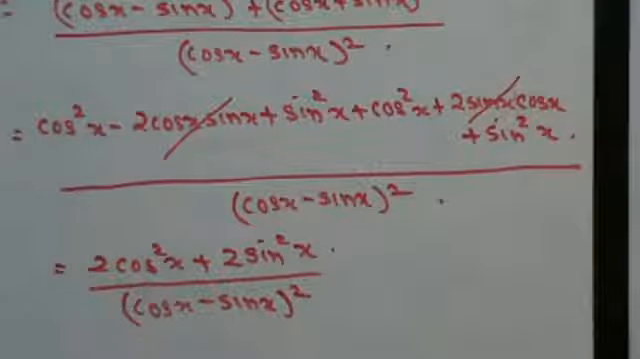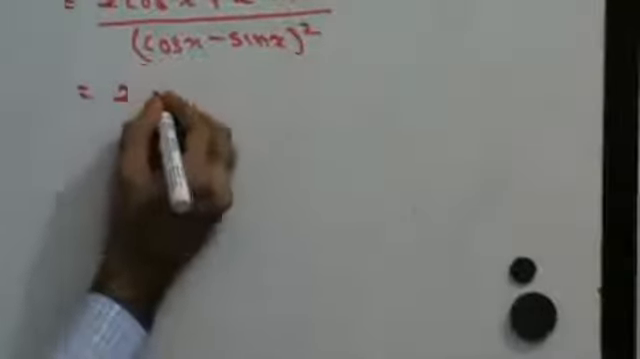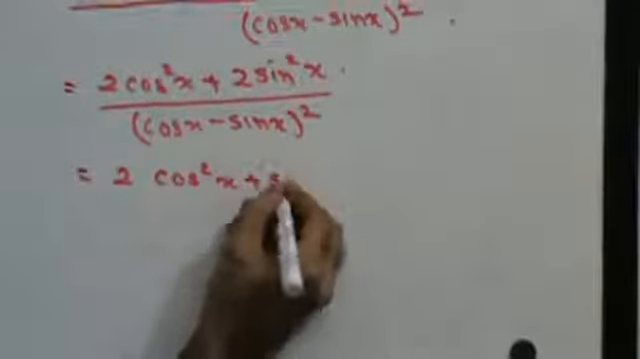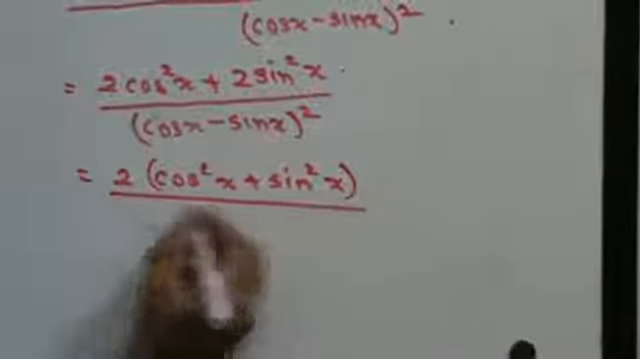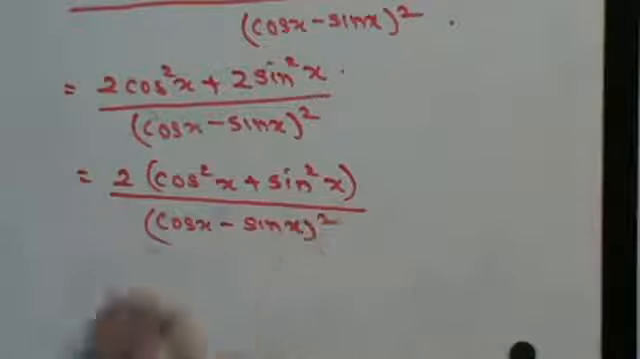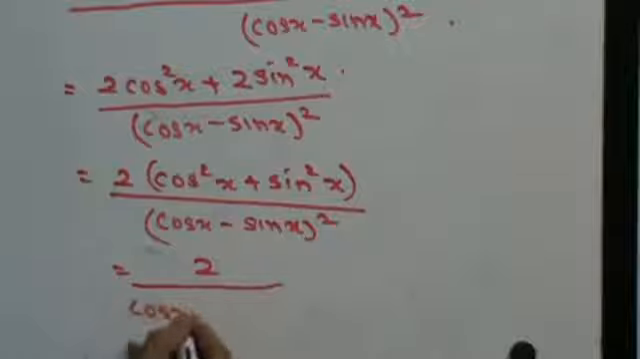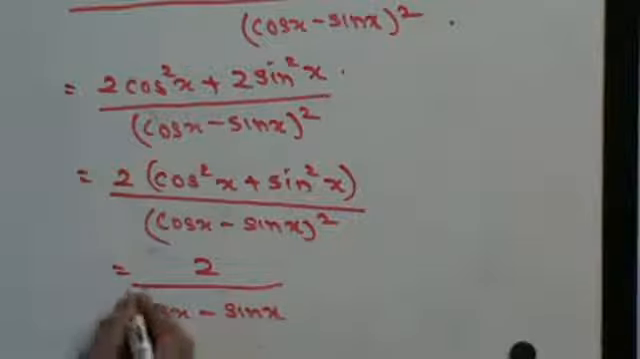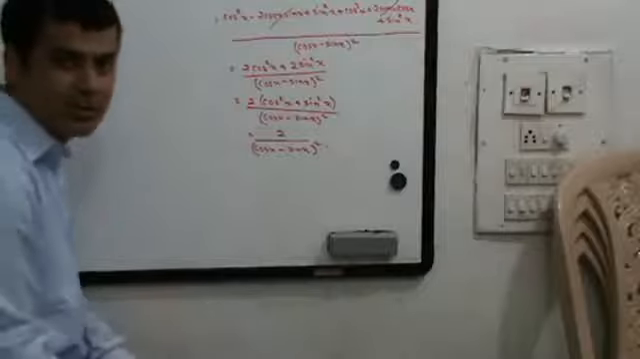You could take 2 common here in the numerator. If you take 2 common in the numerator, this is going to be 2 times cos square x plus sin square x upon cos x minus sin x the whole square. Cos square x plus sin square x is 1, so 2 upon cos x minus sin x the whole square. So your answer is going to be 2 upon cos x minus sin x the whole square. This finishes this chapter, right?